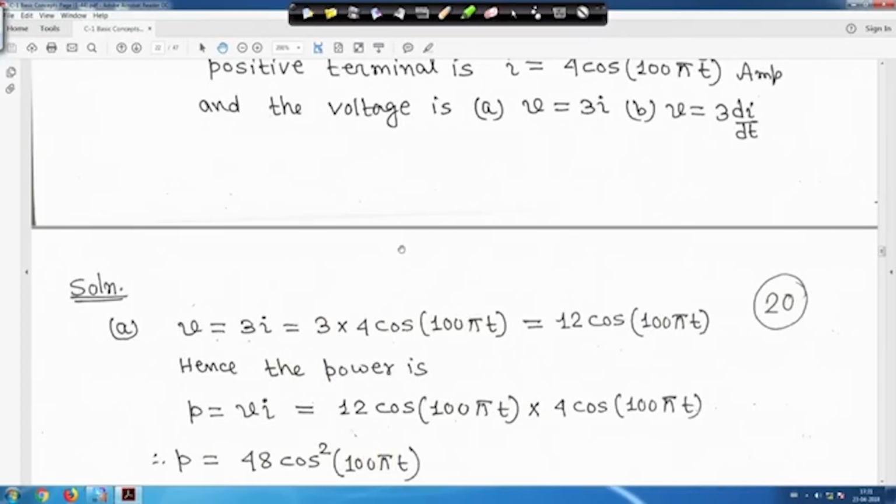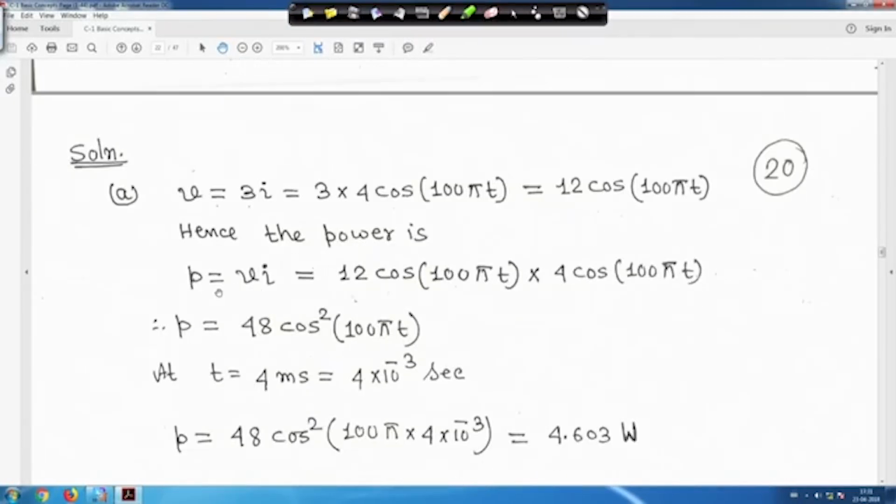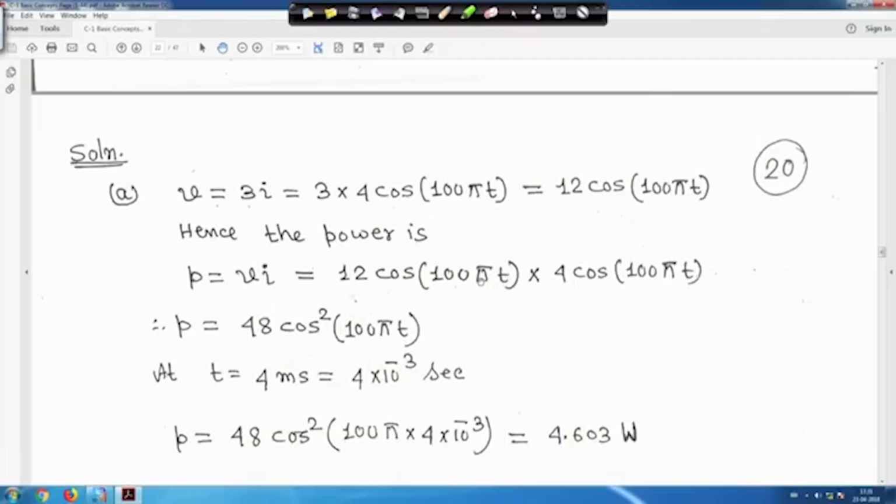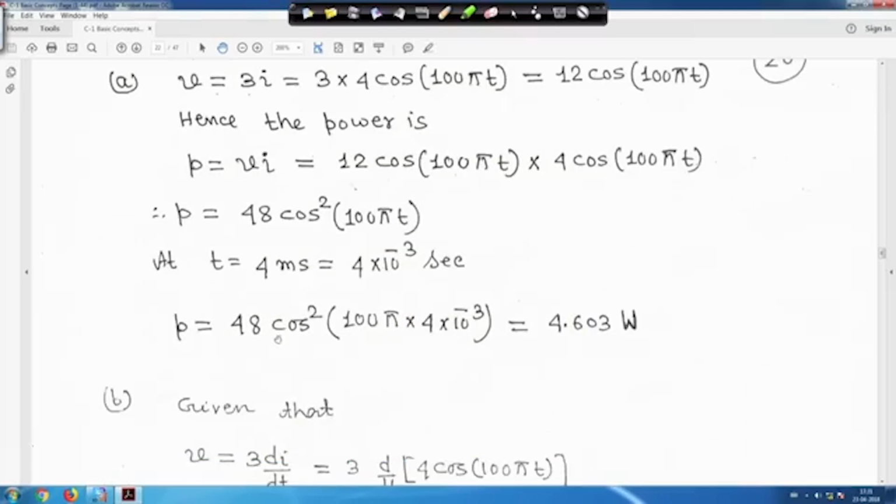So, P is equal to V I. If you multiply these two, it will be 48 cos square 100 pi t. But when t is equal to 4 millisecond, that is 4 into 10 to the power minus 3 second, you substitute here t is equal to 4 millisecond, then you will get P is equal to 48 cos square of whatever comes inside, and you will get P is equal to 4.603 watt.